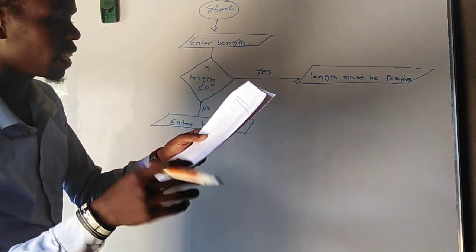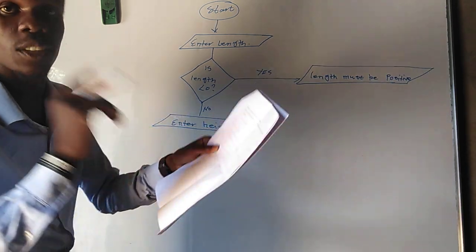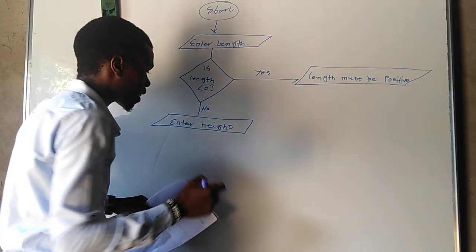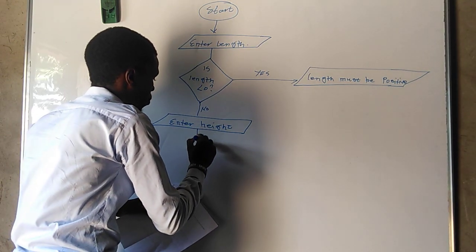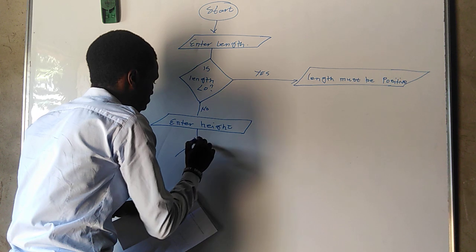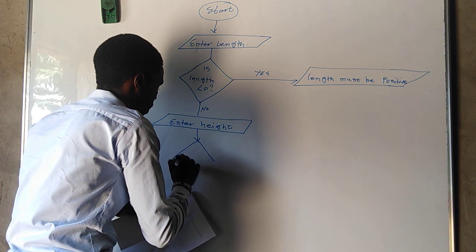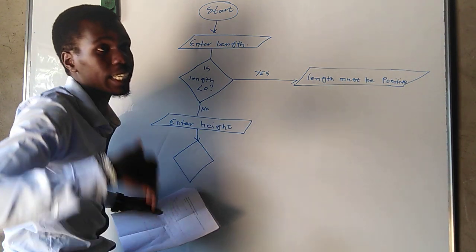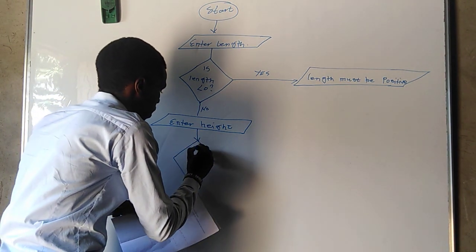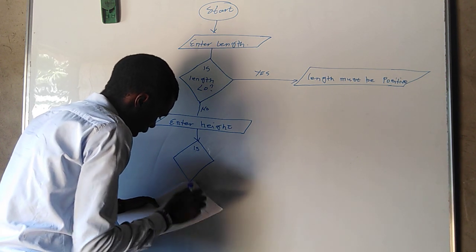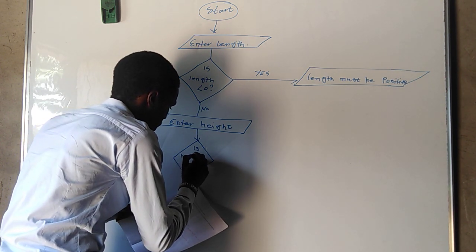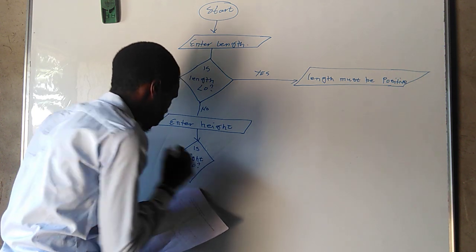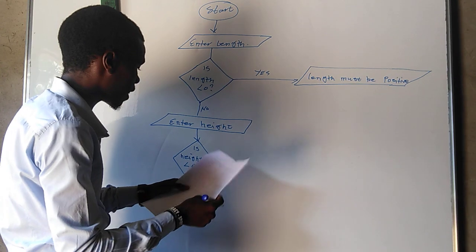Else enter height. If height less than 0, again it has come again. So the numbers again will come. Due to space, I won't be drawing big things. So I will say, if is going to change to what? It is always, is height less than 0? Put a question mark there. Is height less than 0?